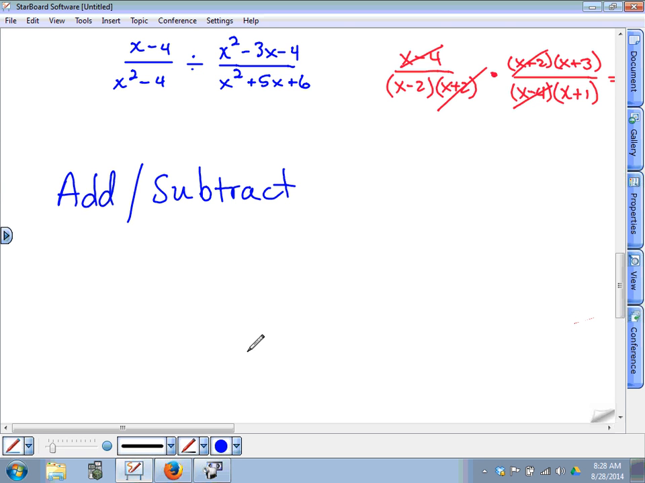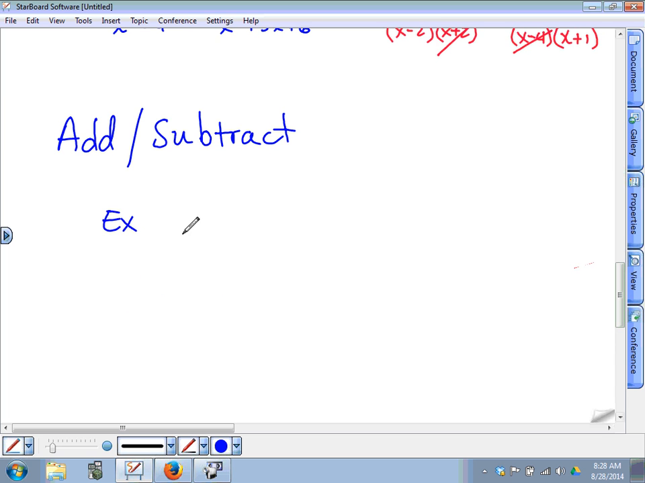This is where you do have to have common denominators. So, example 5: 3 over x plus x over x minus 2.